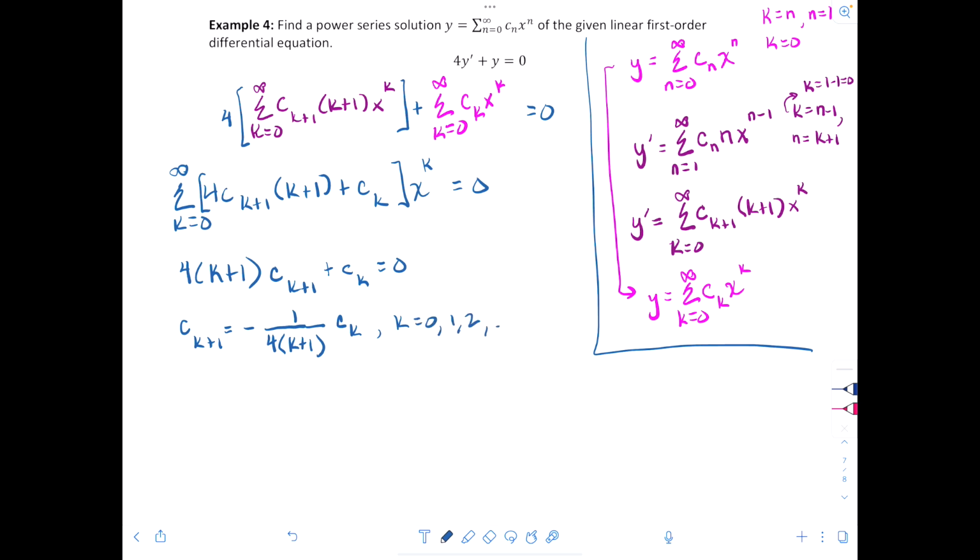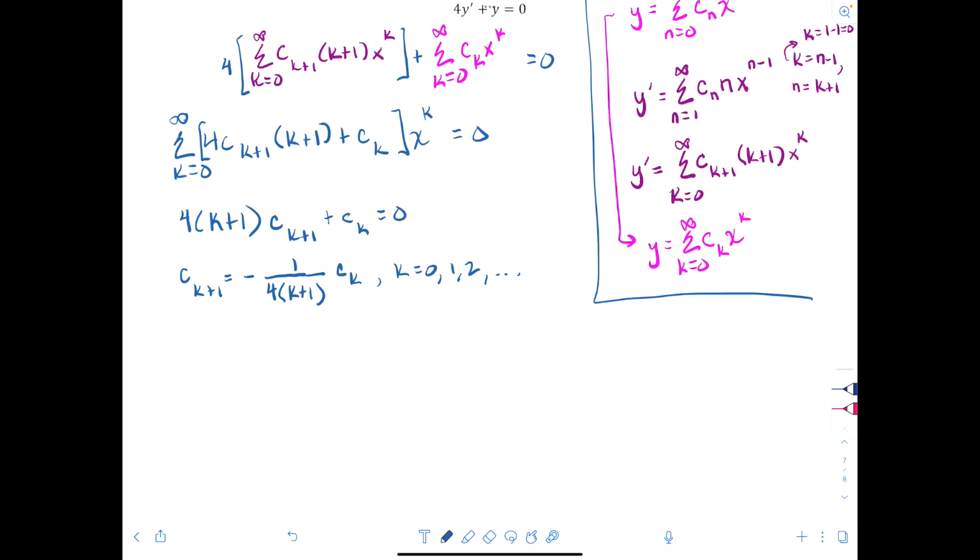1, 2, dot, dot, dot, right? So let's plug in some numbers and figure out what's going on. If k is equal to 0, then c sub 0 plus 1 would be c1. Everywhere I see a k, it'll be a 0. So I'm going to have negative 1/4 c0, because k is 0. Groovy? That one wasn't bad, right?